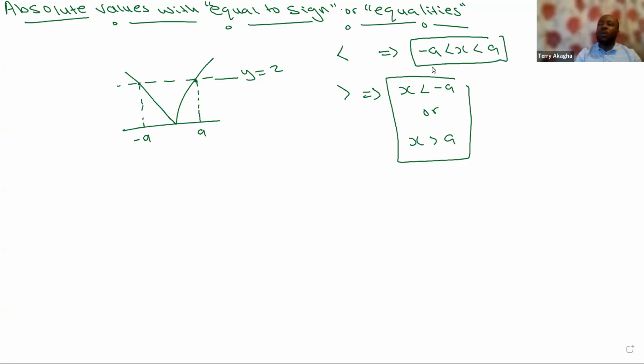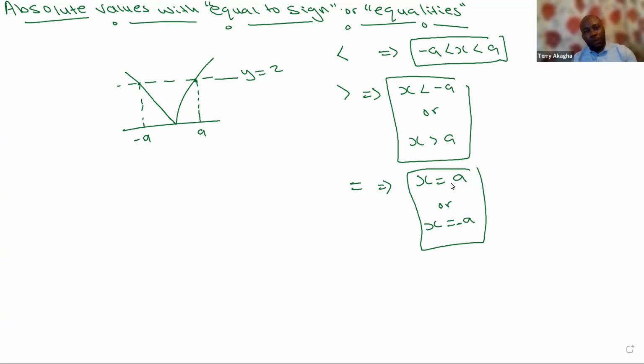Now, what I want to talk about now is for equal to sign. It's the same thing or very similar, but instead of having a range of values here, we're going to be having specific values. So in this case, x will be equal to a, or x will be equal to minus a. Is that making sense? So it follows the same principle, but instead of having a range of values, you're going to just be having two values, depending on how the question comes. So x will be equal to a, and x will be equal to minus a, all right?